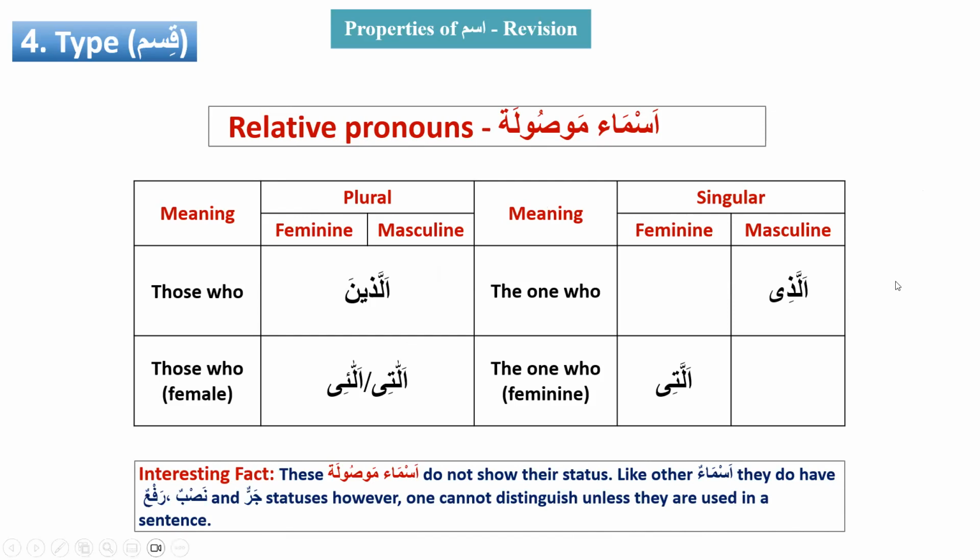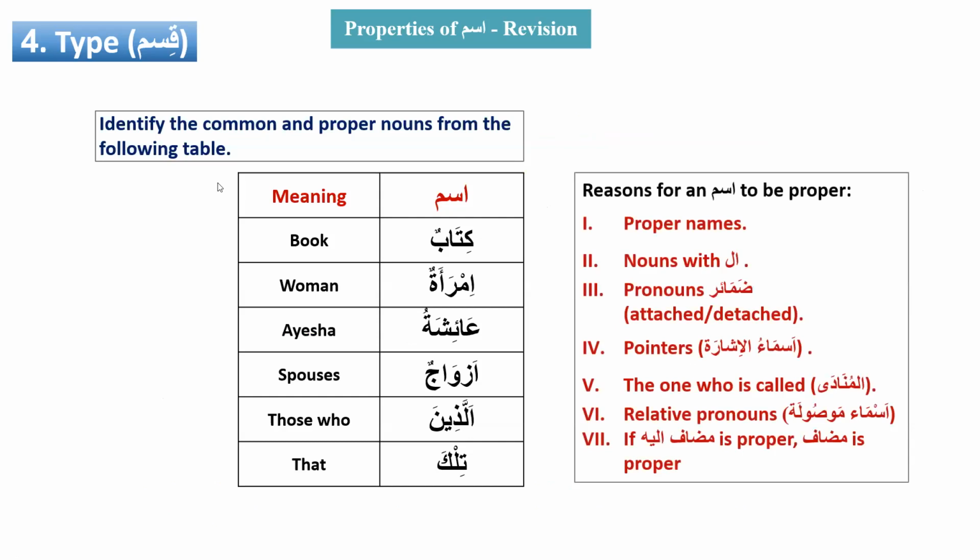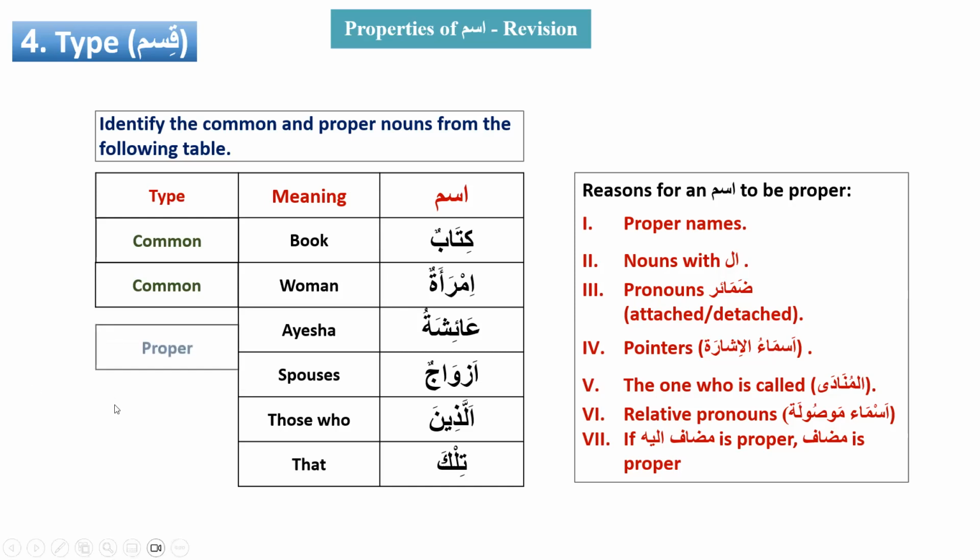Anyway, we just spend maybe a couple of minutes on identifying, and then we wrap up. Kitabun, is it a proper noun or a common noun? Musab. This kitabun is a common noun. There's no reason to call it proper, so that is why it is common. Okay, Shifa. Imra'atun, it's common. Ali. Aishatu. Proper. It's a proper name, the name of a woman, a girl. So it's proper.